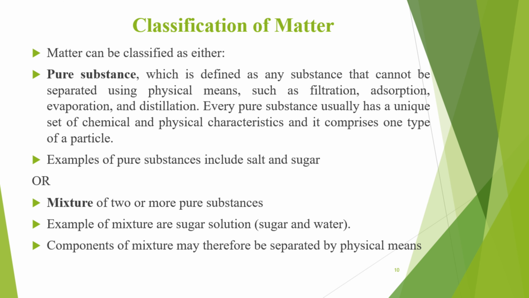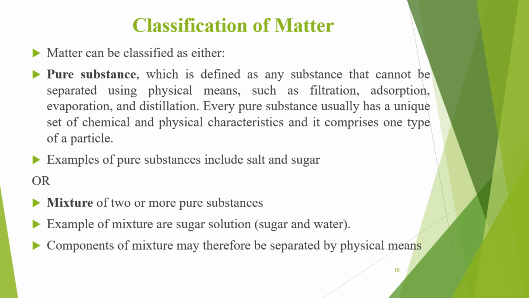Classification of matter. Matter can be classified as either pure substance or mixtures. A pure substance is defined as any substance that cannot be separated using physical means such as filtration, adsorption, evaporation, and distillation. Every pure substance usually has a unique set of chemical and physical characteristics, and it comprises one type of particle. Examples of pure substances include salt and sugar.